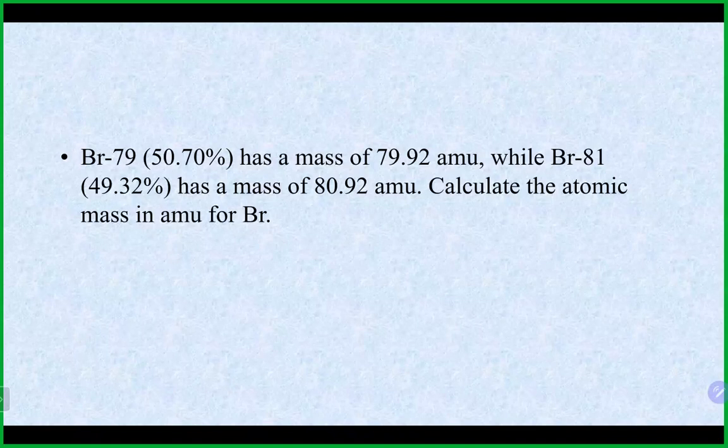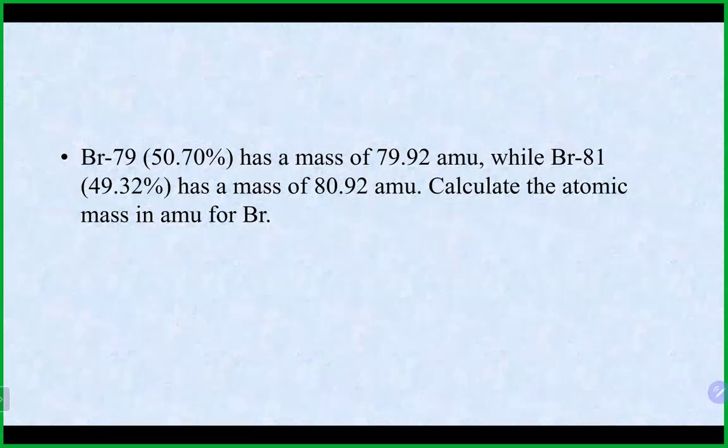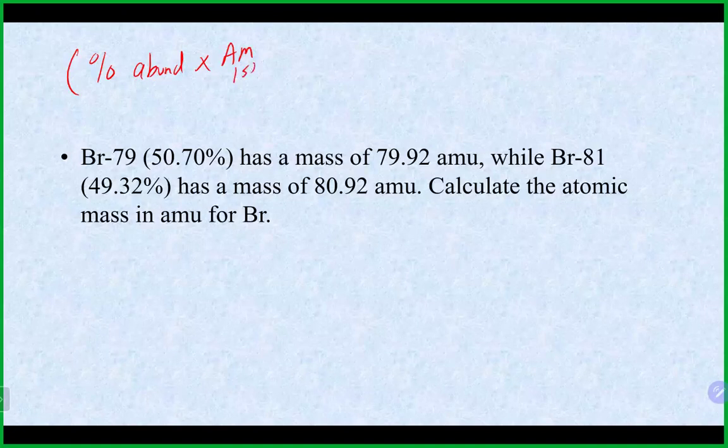Look at this here. Again, we're going to use basically our formula. We're going to take our percent abundance of our first element times the atomic mass of that first isotope. Again, remember, as I mentioned, you add the percent abundance of our second one times the atomic mass of our second. And if you had 3 or more, however many, you will go through it. So here we have our 2 isotopes.